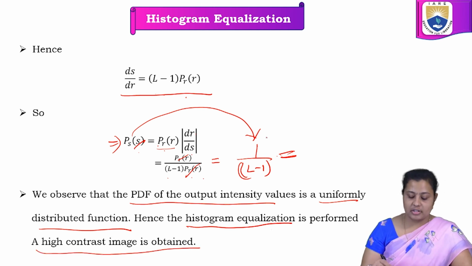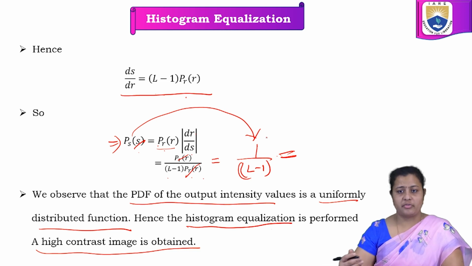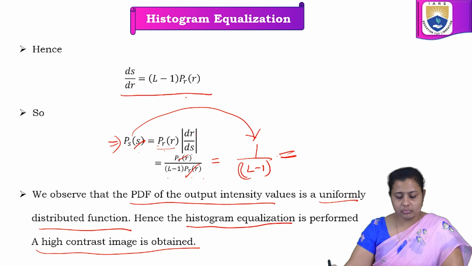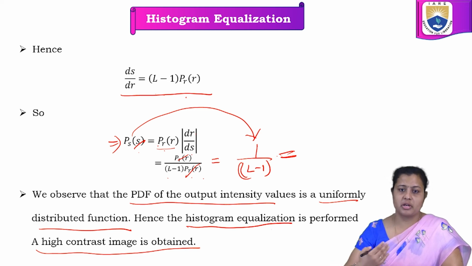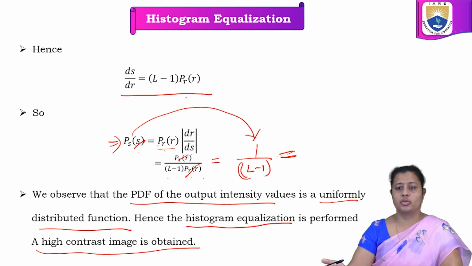Right? So, this is one example where we have taken the cumulative density function as my transform function. We were able to achieve histogram equalization, and a high contrast image was obtained.